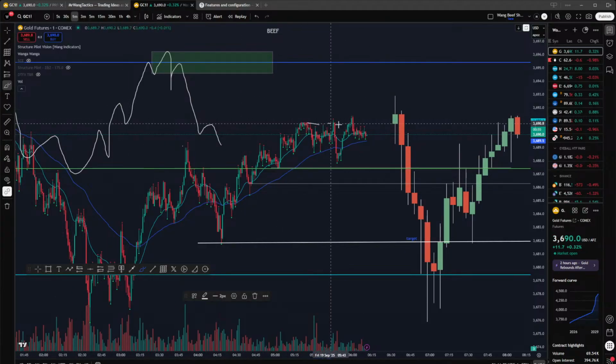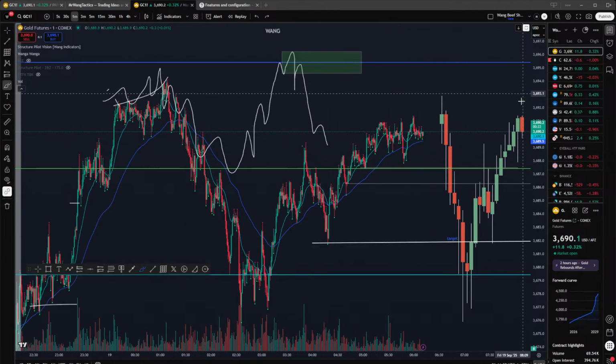But this is the kind of environment I like to be in when I'm looking for a short. Price comes to the high and doesn't give a shallow high or a strong high, but a weak one. This is how you want it to look. But then again, I'm not looking to take any short in here because this is inside structure.